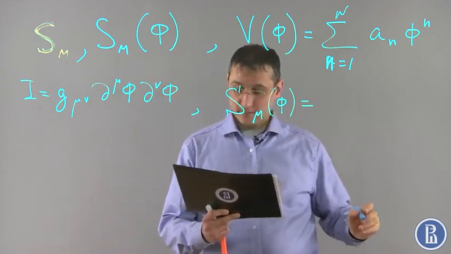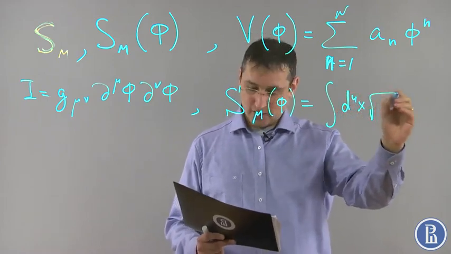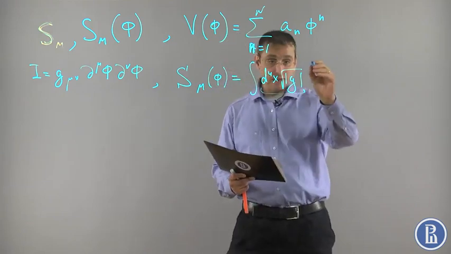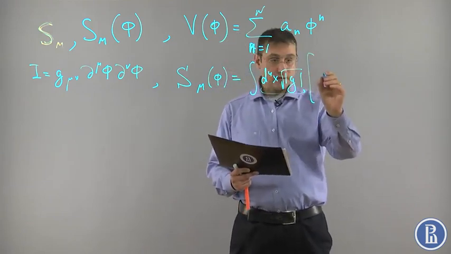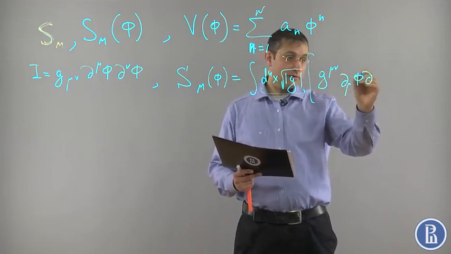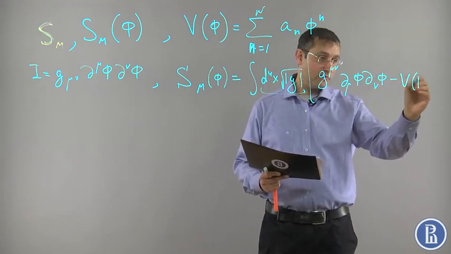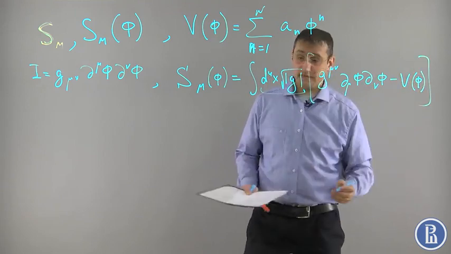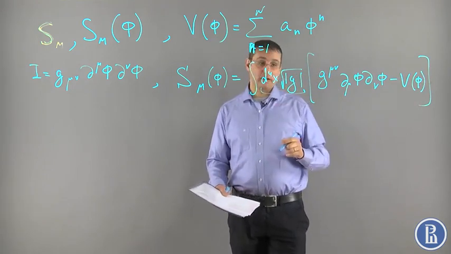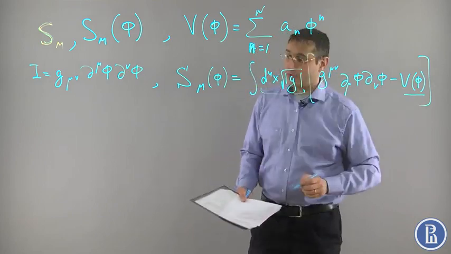Having this invariant and this invariant at our disposal, we can write the scalar field matter action as follows. It is just the integral over d4x square root of modulus of g, so this is invariant, multiplied by this invariant, like g mu nu d mu phi d nu phi, minus V of phi. So this is the simplest example of the scalar field action, where this is a potential and this is the kinetic part.